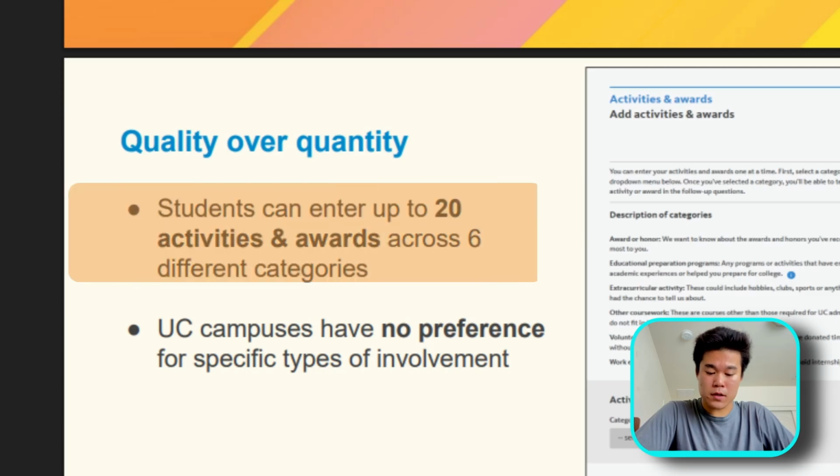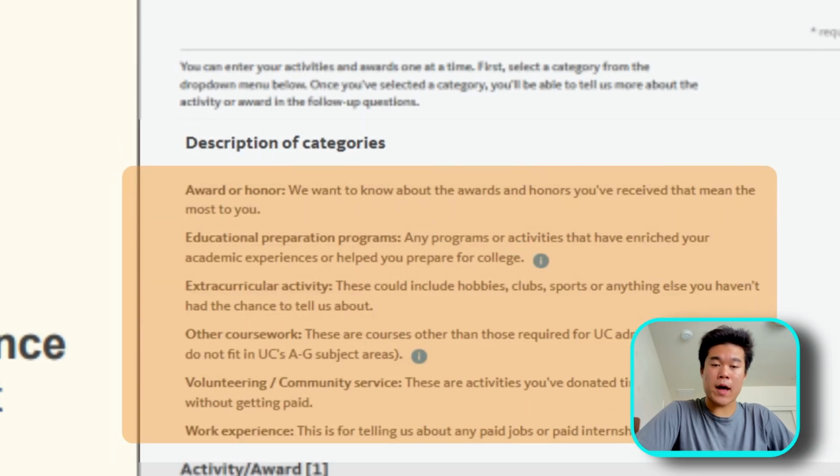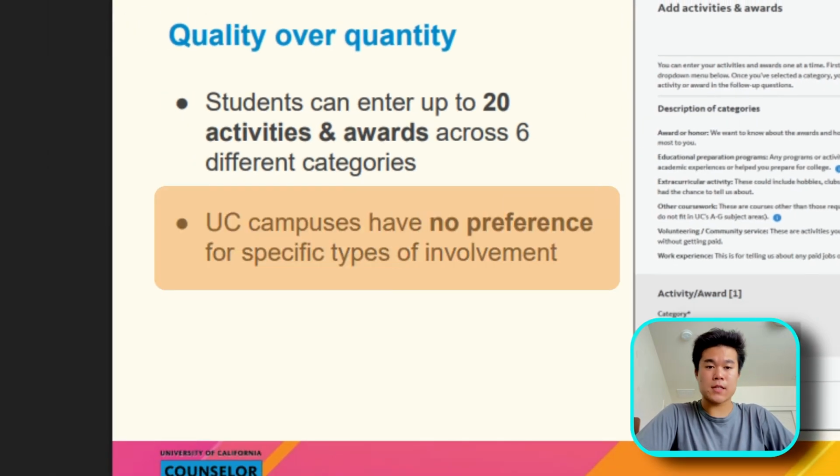So there are 20 spots to write of activities and awards, and you can choose from 6 different categories. And the questions they will ask you will change based on the category you choose. UC specifically say that they have no preference over which category is better than the others. And my recommendation is, obviously they're gonna read from top to bottom, so I'll recommend that you put your most passionate or the activities you committed the most at the top in decreasing order.